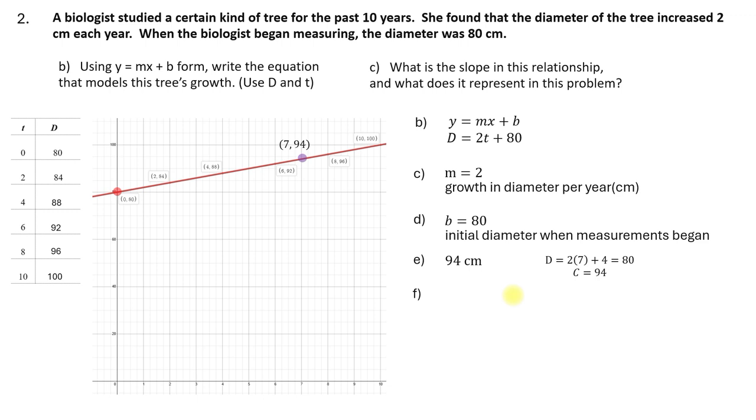Question F. After how many years was the diameter 92? Well, we just work backwards this time. This time we go up to 92, and we move across horizontally until we reach the graph, and then we read down, and we see how many years had elapsed at this point, and we can see that the diameter was 92 at the 6-year mark down here.